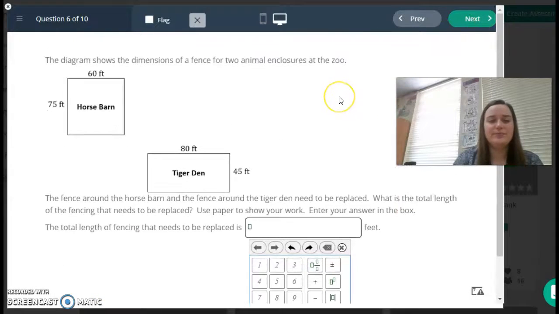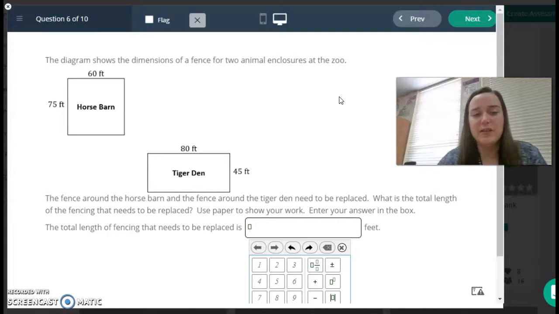Okay, next one. The diagram shows the dimensions of a fence for 2 animal enclosures at the zoo. The fence around the horse barn and the fence around the tiger den need to be replaced. What is the total length of the fencing that needs to be replaced? Use paper to show your work.